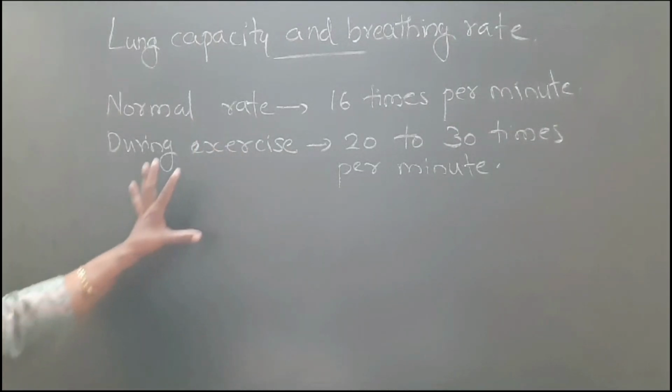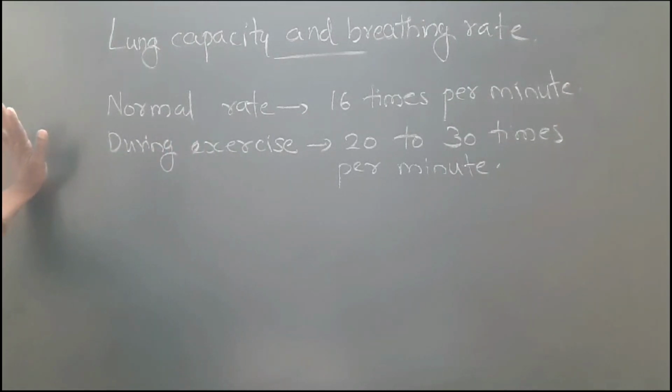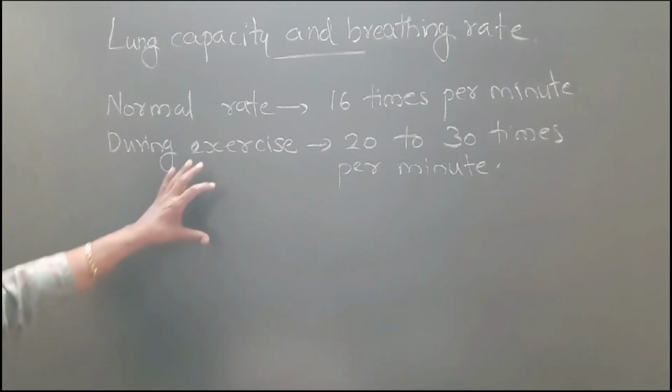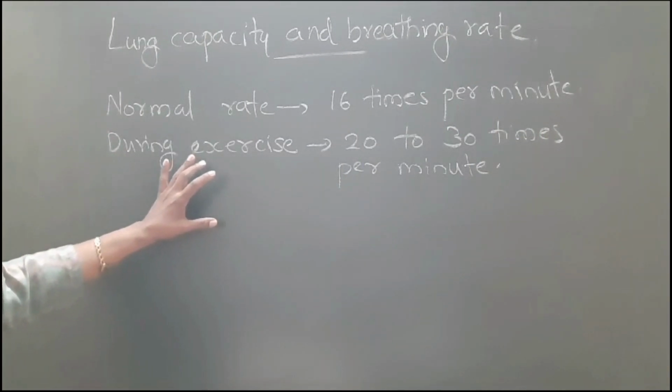So this is the rate of breathing. Normally 16 times per minute. When we do exercise, 20 to 30 times per minute. Both times we have to do breathing in and out. We have to do it faster and deeper during exercise.